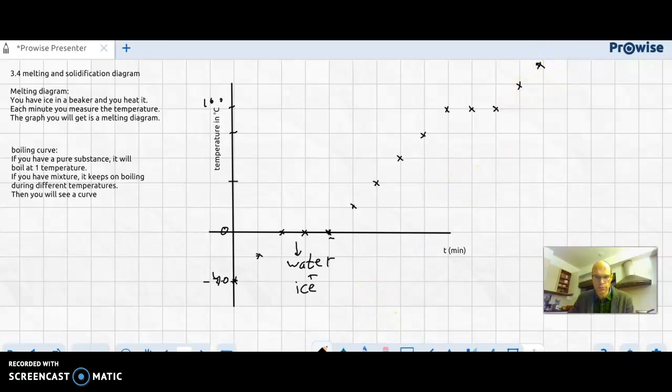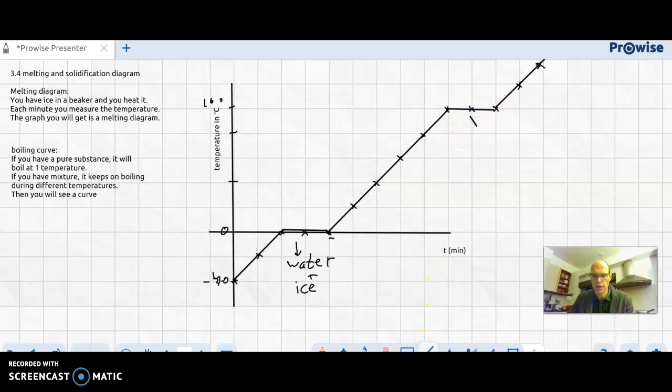And if we put these measurements into a nice and decent graph, and that we can do with straight lines, like this, and this, and this, then we have a melting diagram. How can we recognize that we have a melting diagram? If something melts, the temperature goes up. And over here in this diagram, the temperature goes up as well.